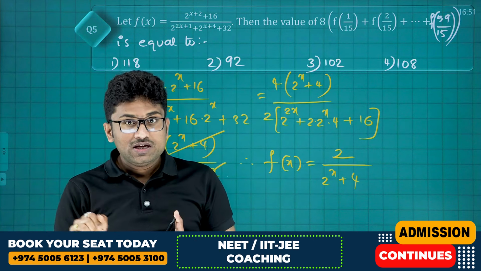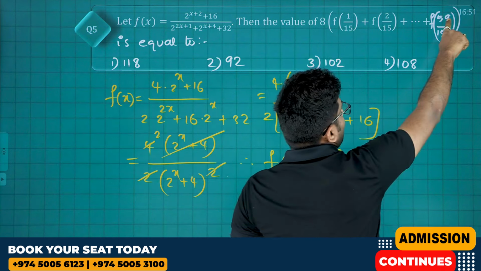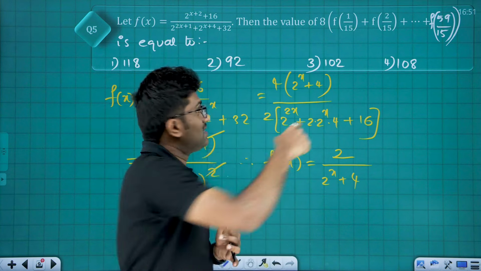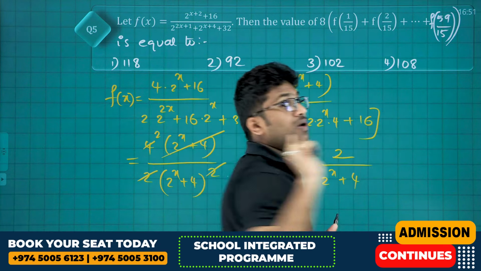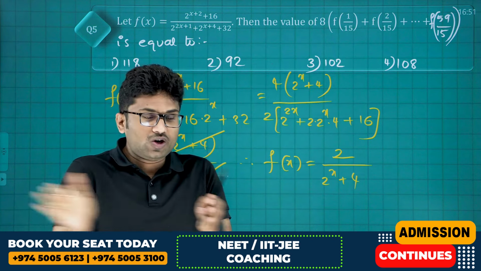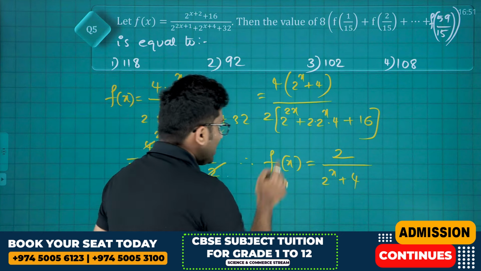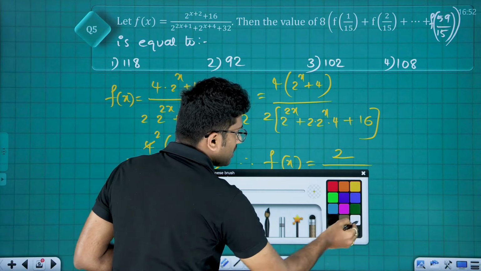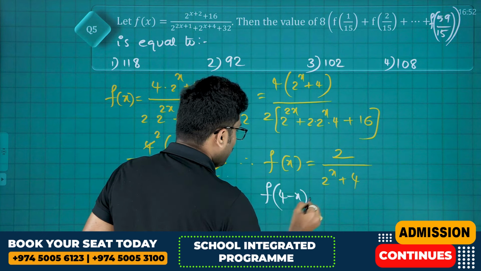which is 4. Okay, so now this is f of x and this is f of 4 minus x. If this is f of 1 by 15, this is f of 4 minus 1 by 15. When you add them, you get the result as 4, no? So once you get f of x, immediately get f of 4 minus x.